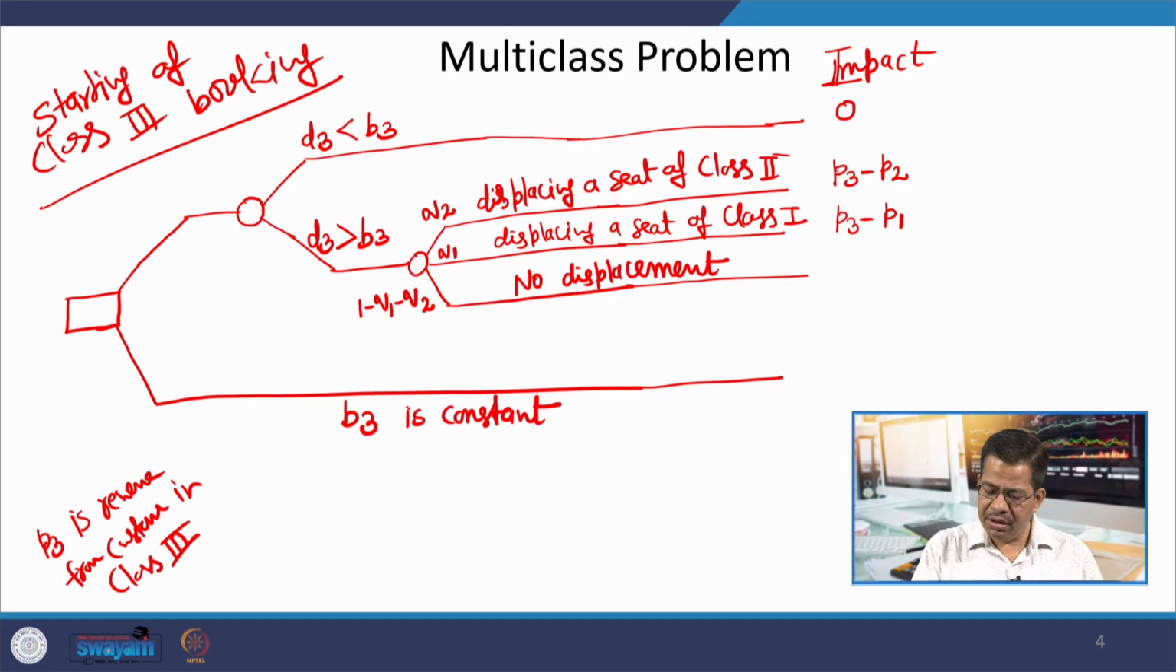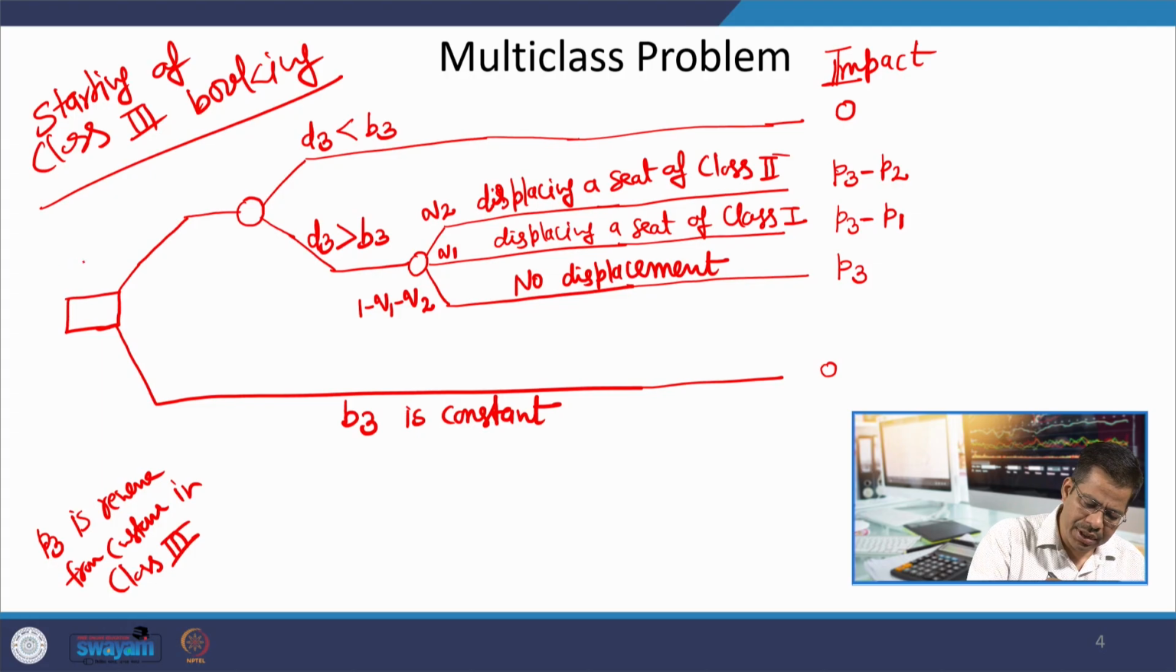And if there is no displacement, it is purely additional impact that you are going to get, P3 seats. And then if you are not increasing any seat in your class 3, obviously there will be no displacement, so there will be no impact of this. So, these are the 5 scenarios which will emerge as a result of your allocation of a seat, and you see that we have made it a 2 class problem. This is one side, this is another side.